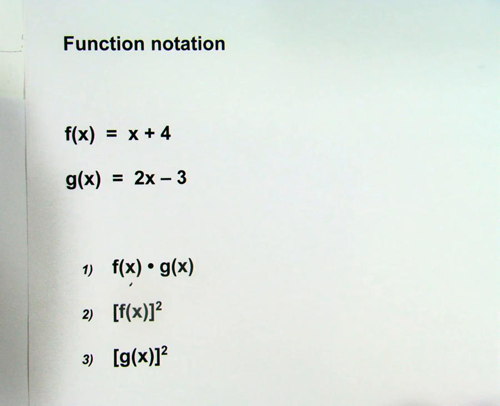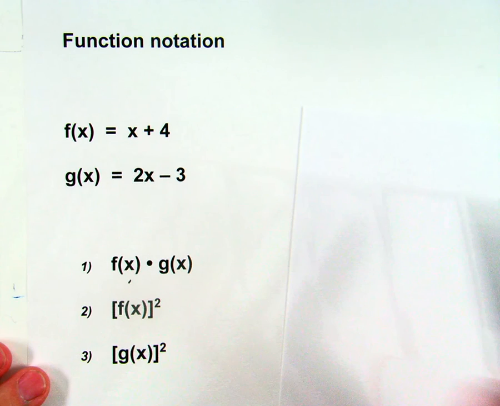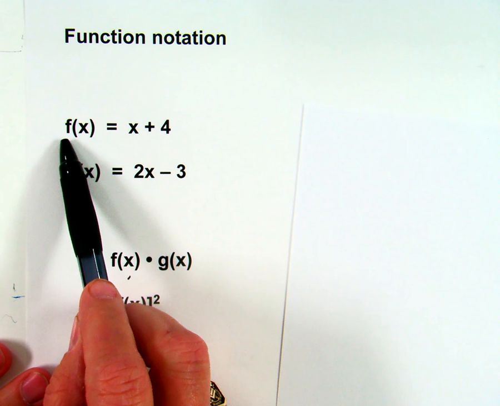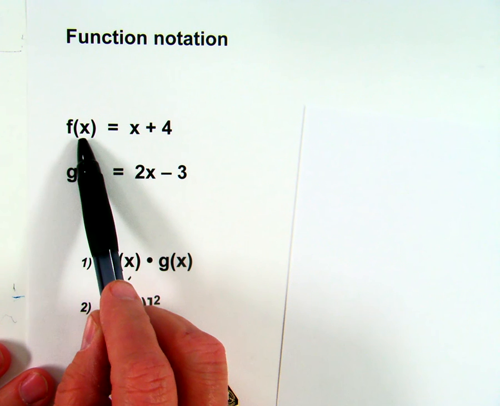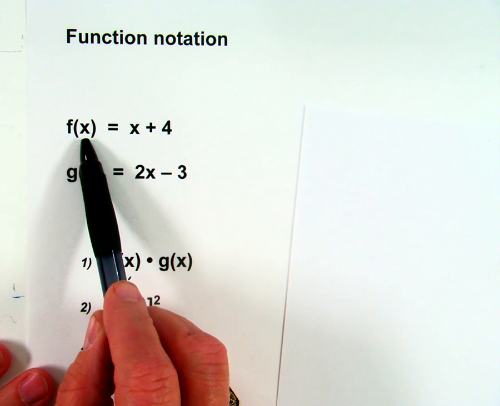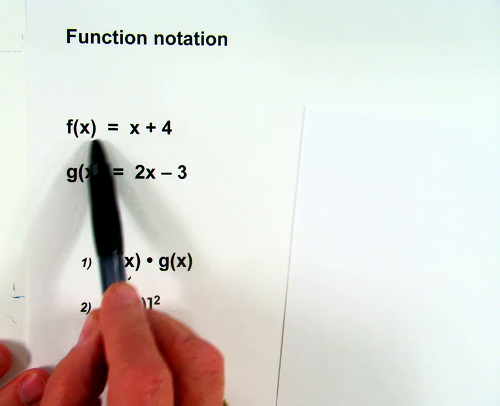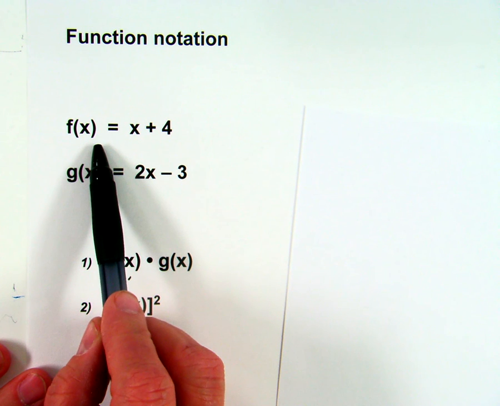Okay, let's remind ourselves what function notation means. This is not f times x. This means the value of the function at the point x, at the value x. The value of the function at x is x plus 4. That's the same thing as y in our more commonly used equations.